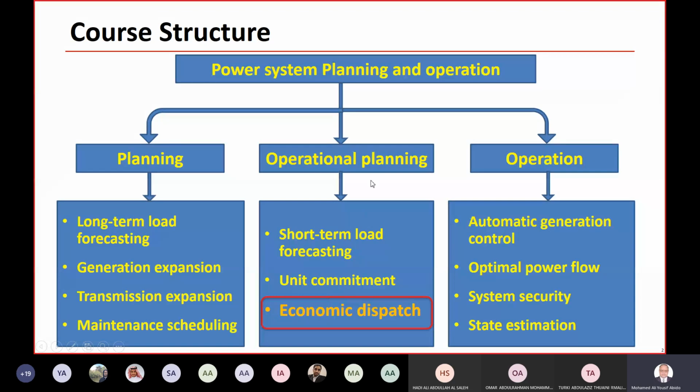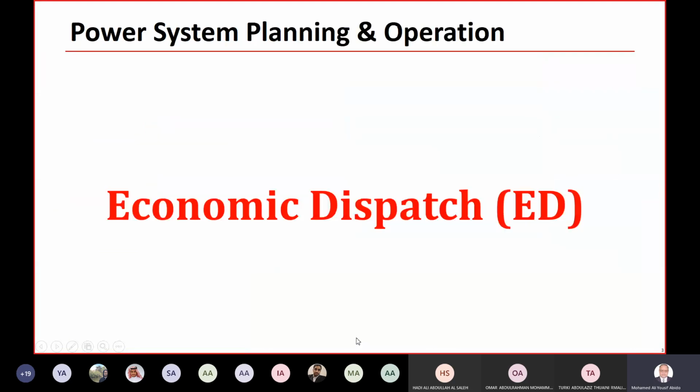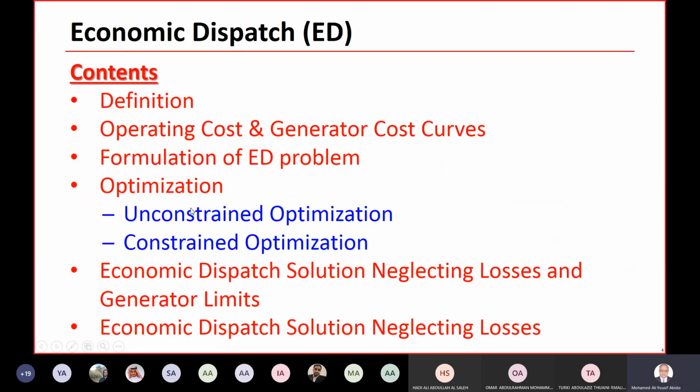So this is the operational planning problem. After short term load forecasting, we can do economic dispatch. Before the economic dispatch, we have to solve the unit commitment problem first. But we reverse the order, because economic dispatch is a sub problem of unit commitment. So the agenda in this part is to define what is the economic dispatch.